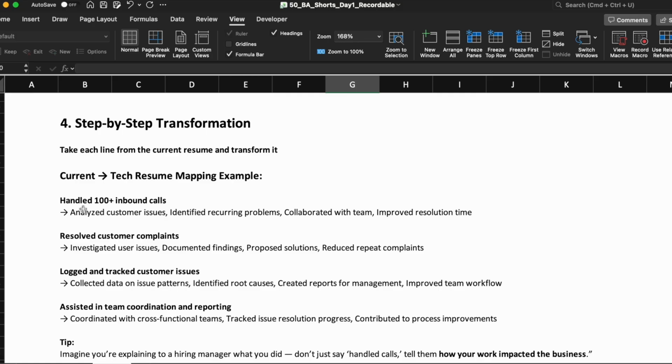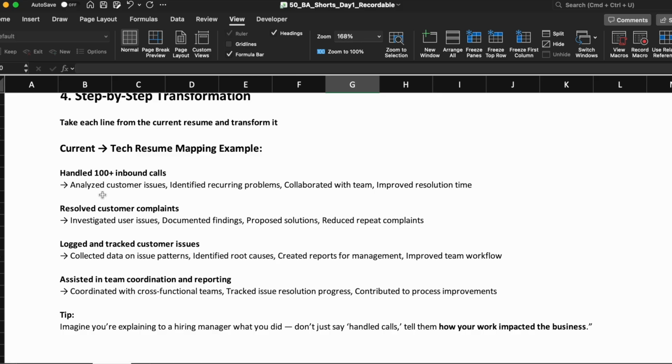Handle 100 plus inbound calls. We already discussed this, but again, I will go through this one. Analyze customer issues, you can mention. Identify recurring problems. Collaborated with teams. Improved resolution time. These are all business impact. What you increased, you collaborated and did cross-functional work, improved resolution time, identified recurring problems. These are all very important. This one line gives more insight for the recruiters to understand your abilities.